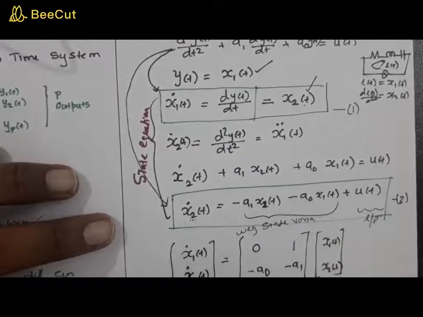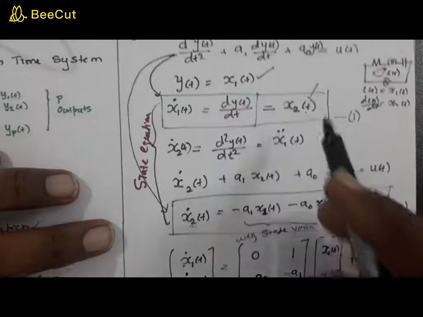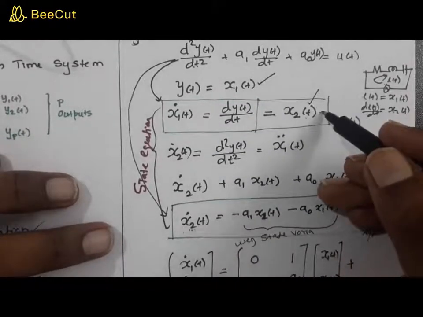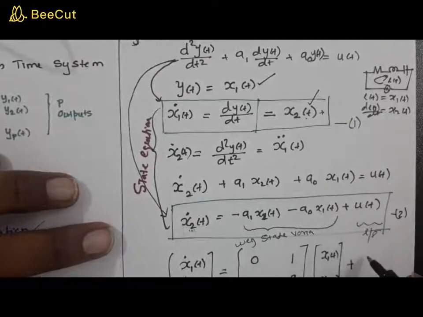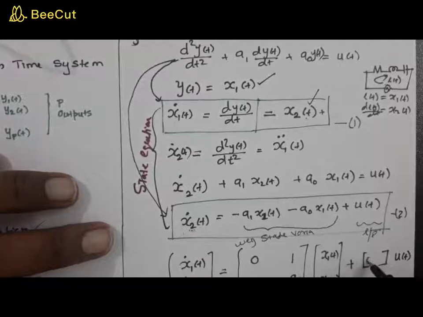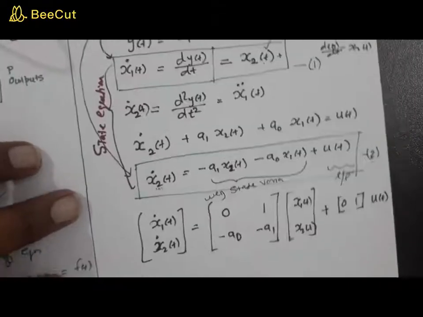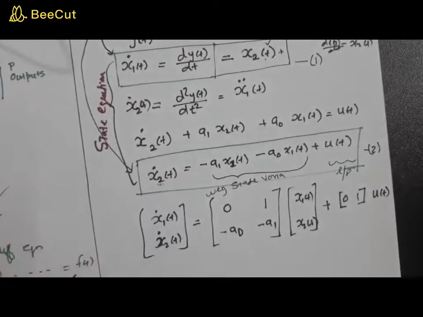This is called a state equation, and it is not complete, right? Here also it is plus 0 into input. Here there is 1 into input, right? So you can say it as u of t into 0 and 1.